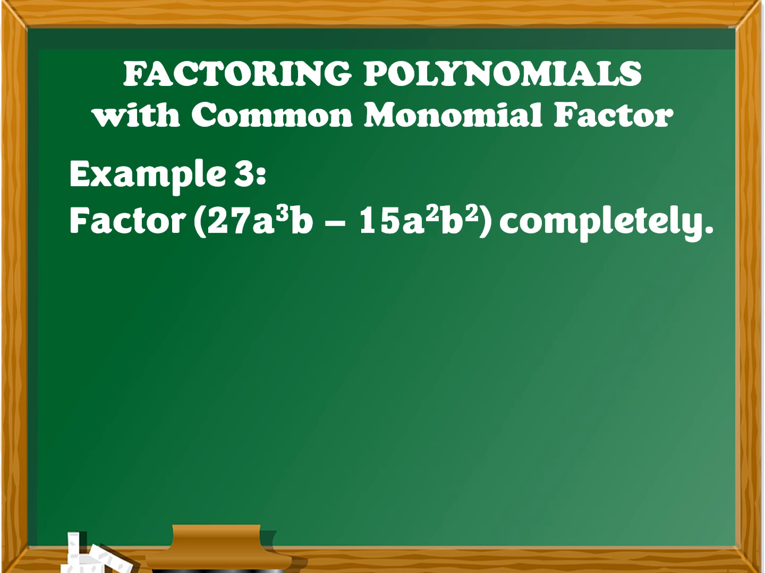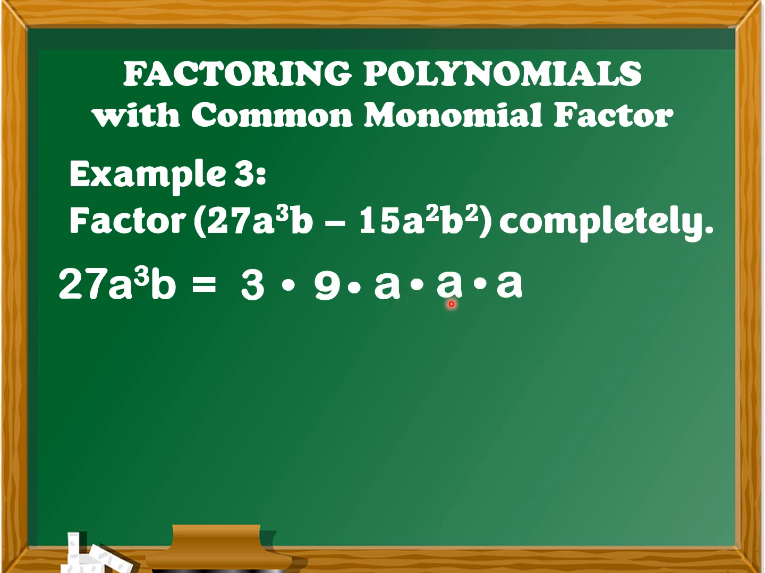For example number 3, factor 27a cubed b minus 15a squared b squared completely. The first step, we're going to determine the factors of 27a cubed b. The factors are 3 and 9. These are the factors of 27. And for a cubed, we have a times a times a. And then times b. So these are now the factors of 27a cubed b.